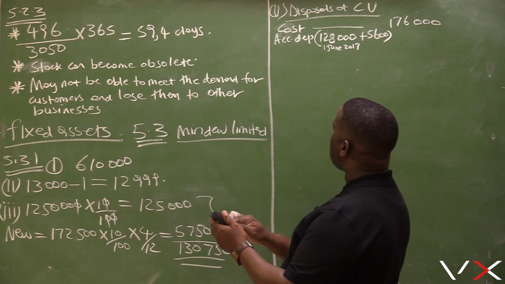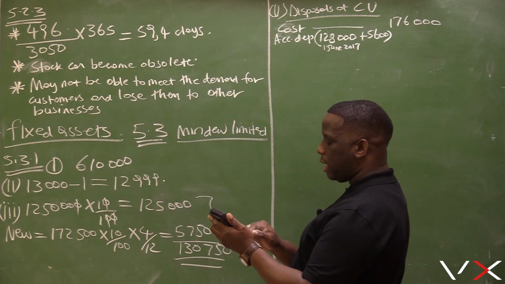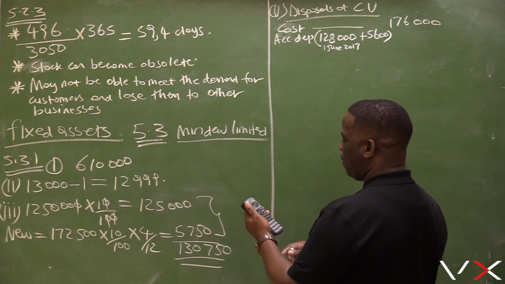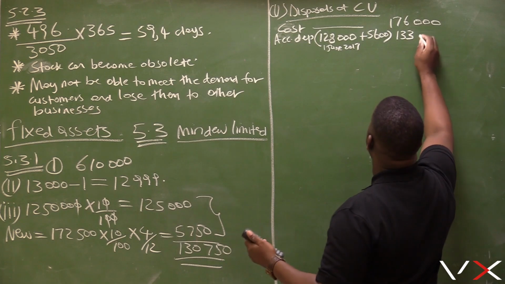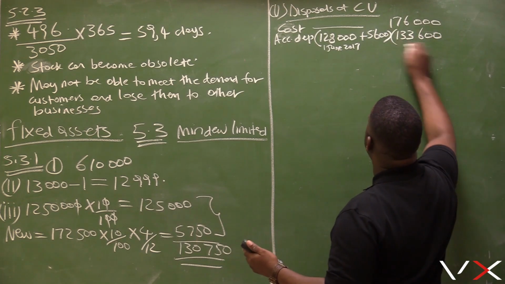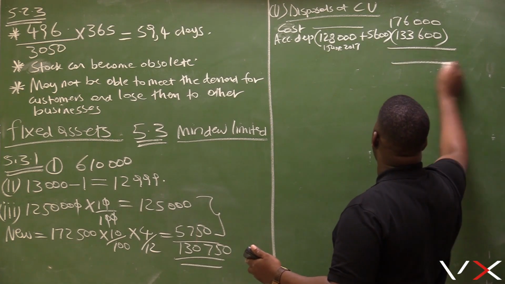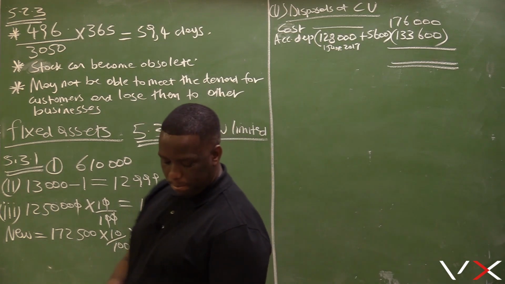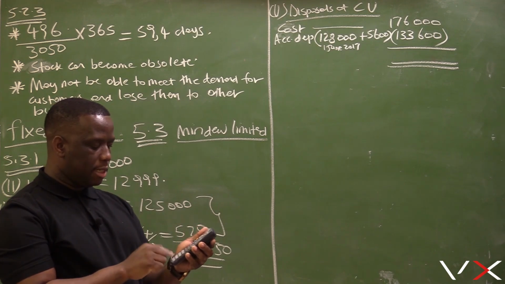So that tells us that the accumulated depreciation now on the date of sale will be 128,000 plus the 5,600 for 7 months that we have used the vehicle. 128,000 plus 5,600 will give us the accumulated depreciation of 133,600. So the value of this vehicle on the date of sale is 176,000.